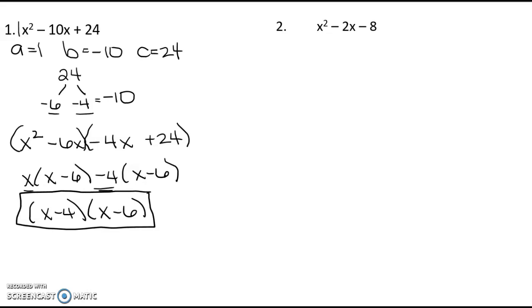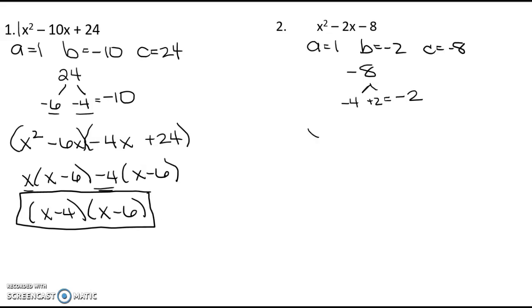Okay, in my second one, my a is 1, my b is -2, and my c is -8. Okay, there's no greatest common factor here. Nothing goes into 1, 2, and 8. So I'm going to take a times c, which is -8, and it's going to add to be -2. So I have to play the game and find those 2 numbers, which is -4 and +2.